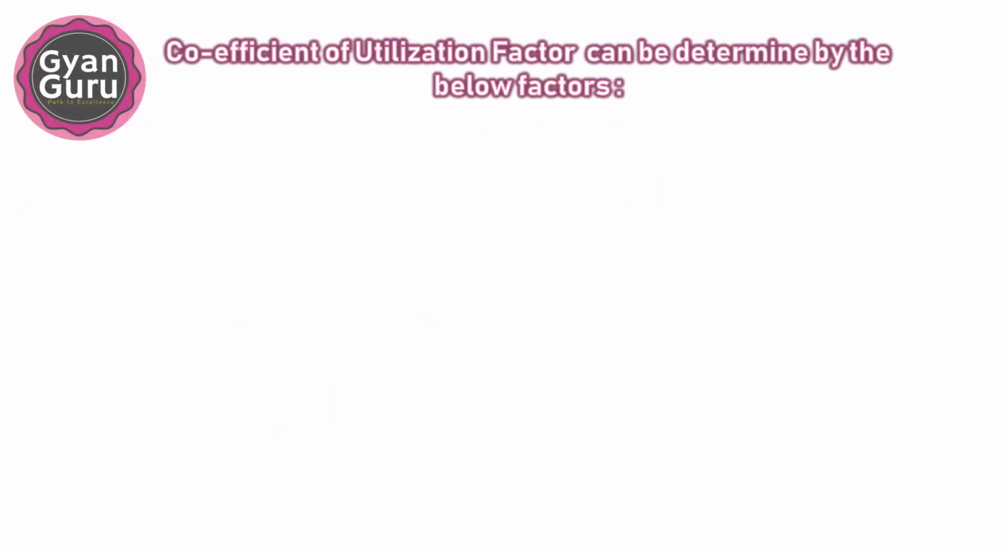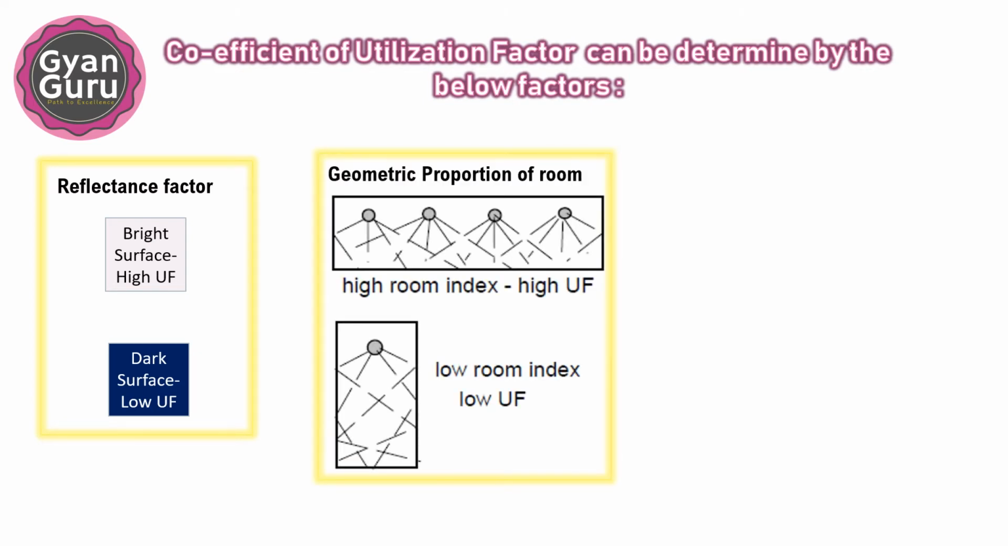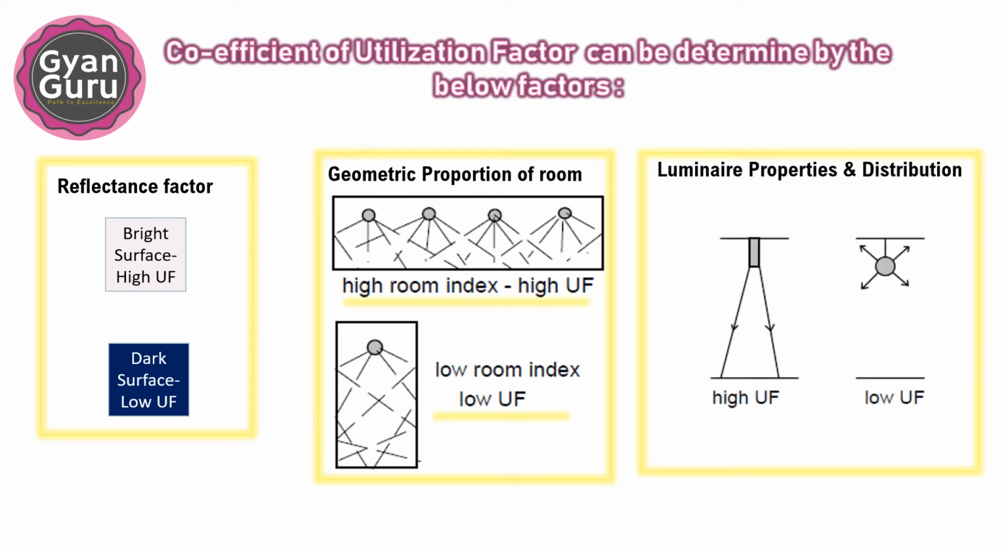So we have learned that utilization factor depends on three factors. First, reflectance factor. Bright walls have a high utilization factor due to good reflectance properties compared to walls with dark colors. Second, geometric proportion of the room. A high room index with multiple lights will have a higher utilization factor compared to a smaller room with a low room index. Third, luminaire properties and distribution.